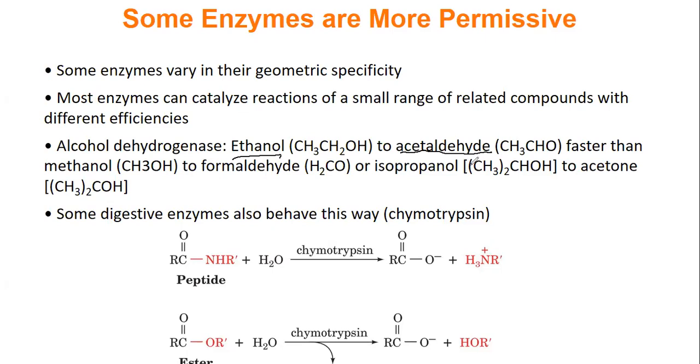Isopropanol can also be broken down to acetone. Acetone is the stuff that smells funny in nail polish remover. So that's just showing you that this same enzyme breaks down things that look similar.